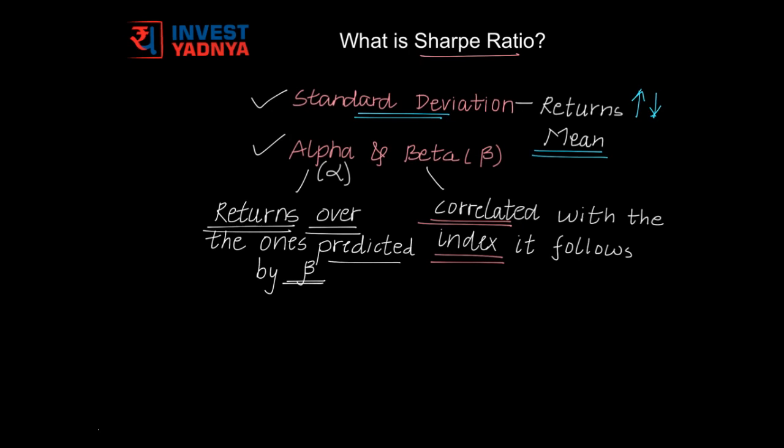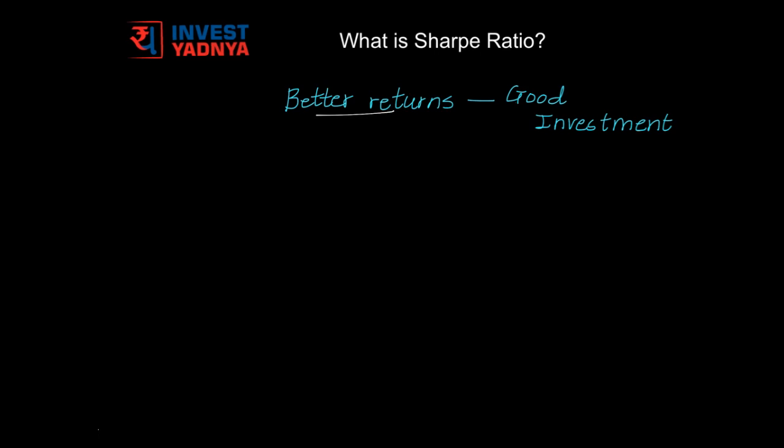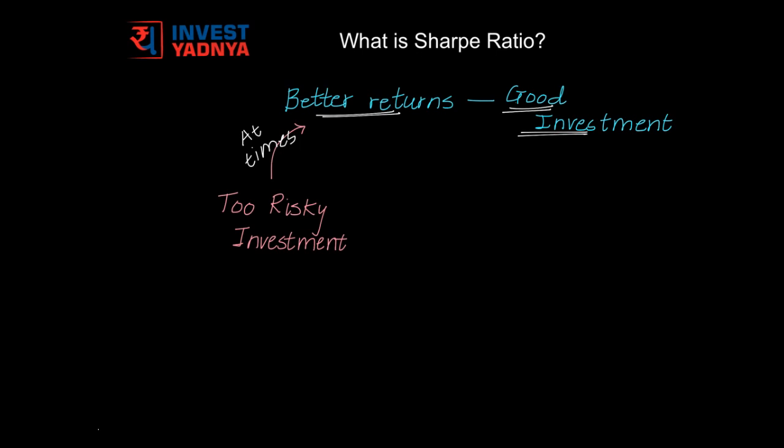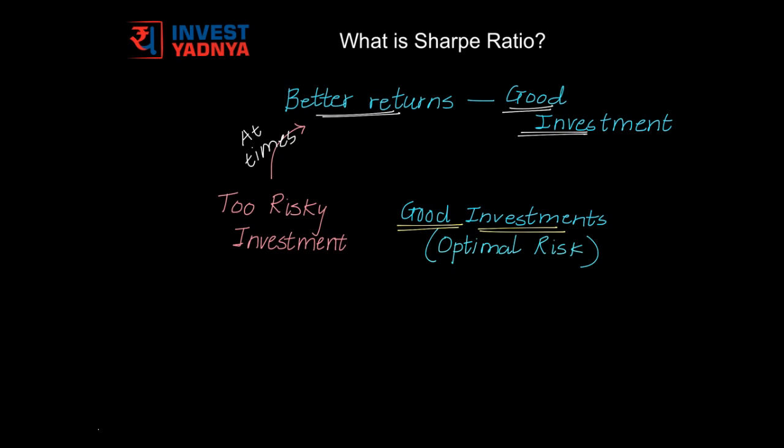Now let us move ahead and understand what is Sharpe ratio. It is always assumed that better returns mean good investments, but some investments that are too risky might at times produce very good returns, and looking at such returns, you may fall for those investments. It is always better to go for investments that give you a good amount of returns but with optimal risk taken. Now, how to differentiate between investments that are too risky and the ones that give you a good amount of returns with optimal risk taken? Well, the answer is Sharpe ratio.